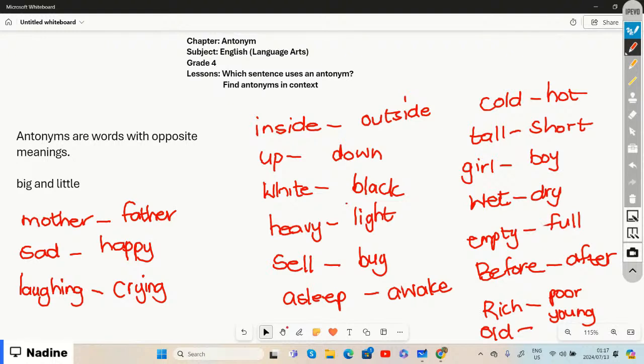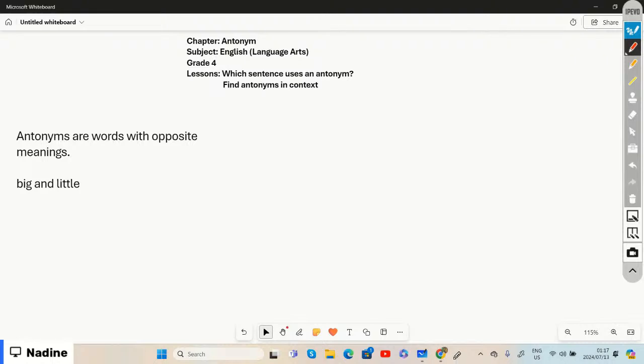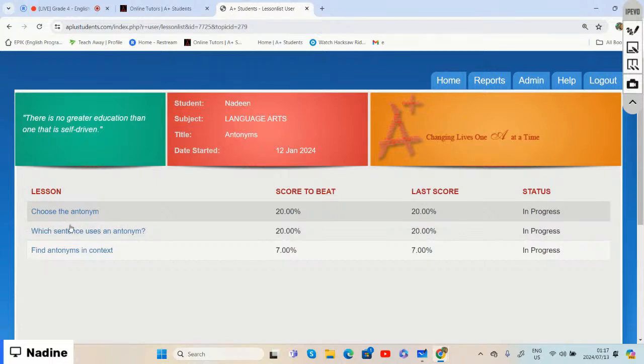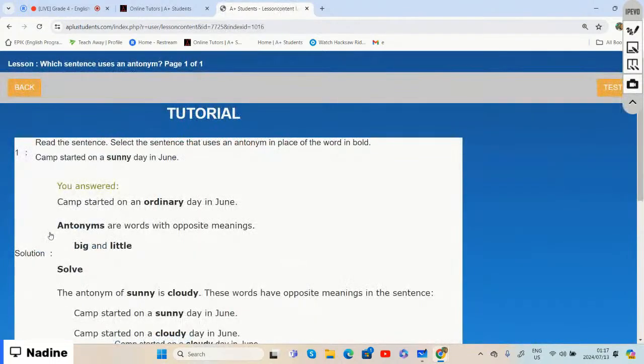All right, so now we're going to aplusstudents.ca and we are going to do our first lesson, and that is to say which sentence uses an antonym. So which sentence uses an antonym?